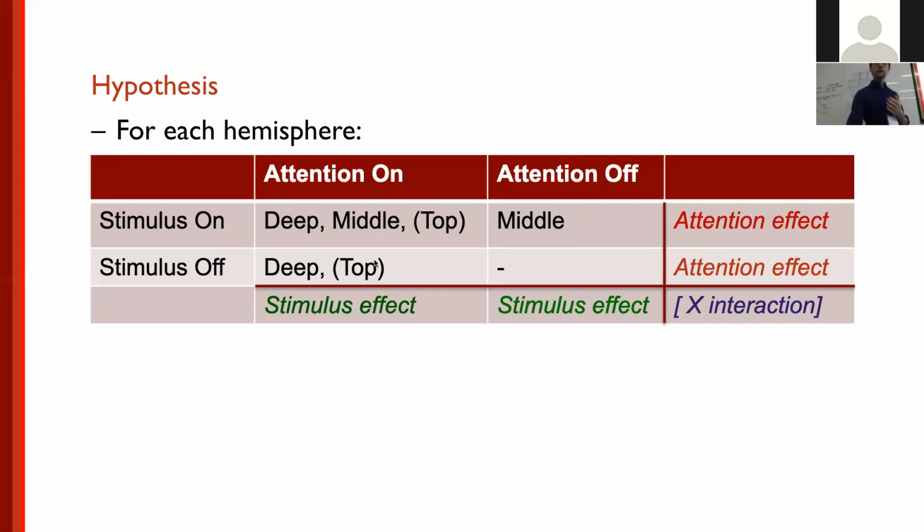And if you subtract those, let's see, if there is an attention on condition and you subtract the stimulus on and off conditions, you would have a pure stimulus effect, which would only give you the middle layer. You would theoretically get the same for the off condition.